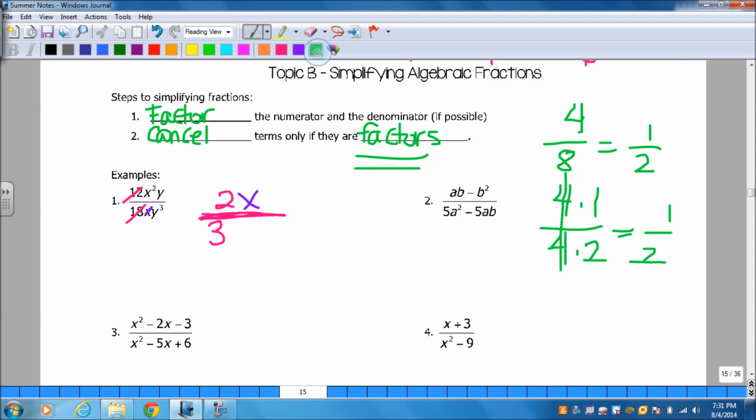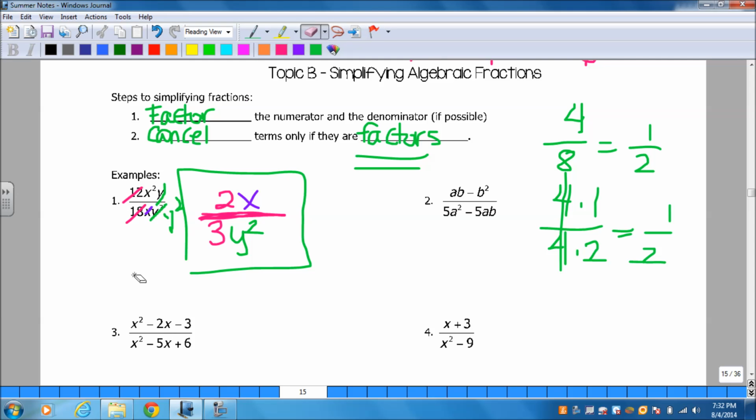Okay, then I'm going to look at the y's, and for the y's, I have 1 y on the top and 3 y's being multiplied together on the bottom. So one of these y's cancels out, and then I have 2 y's left over right here. So this ends up becoming y squared. So simplified, I get 2x over 3y squared. When you are done, you have to ask yourself, is there anything in common with numerator and denominator? If there isn't, then you are good to go.